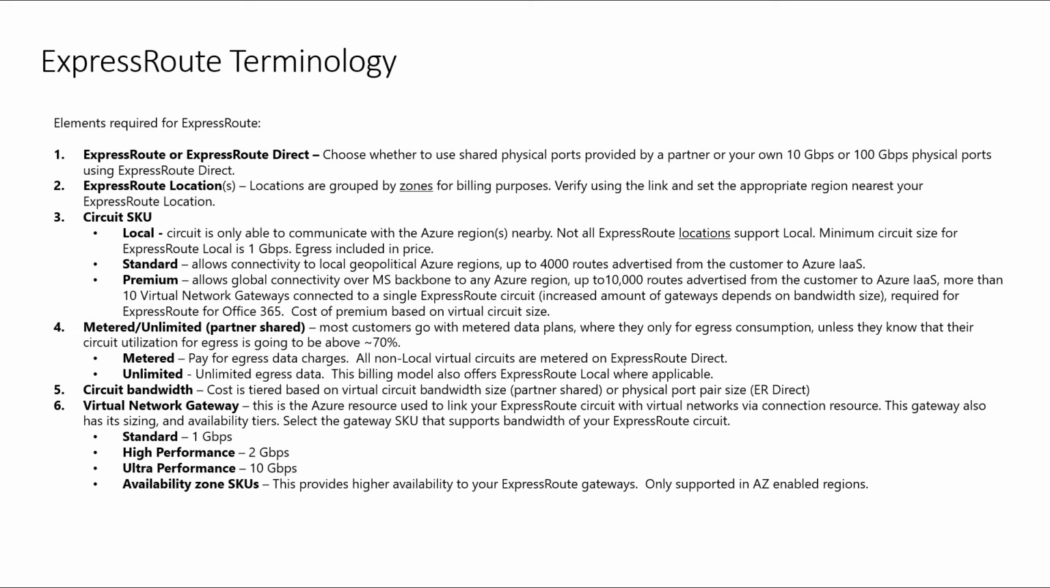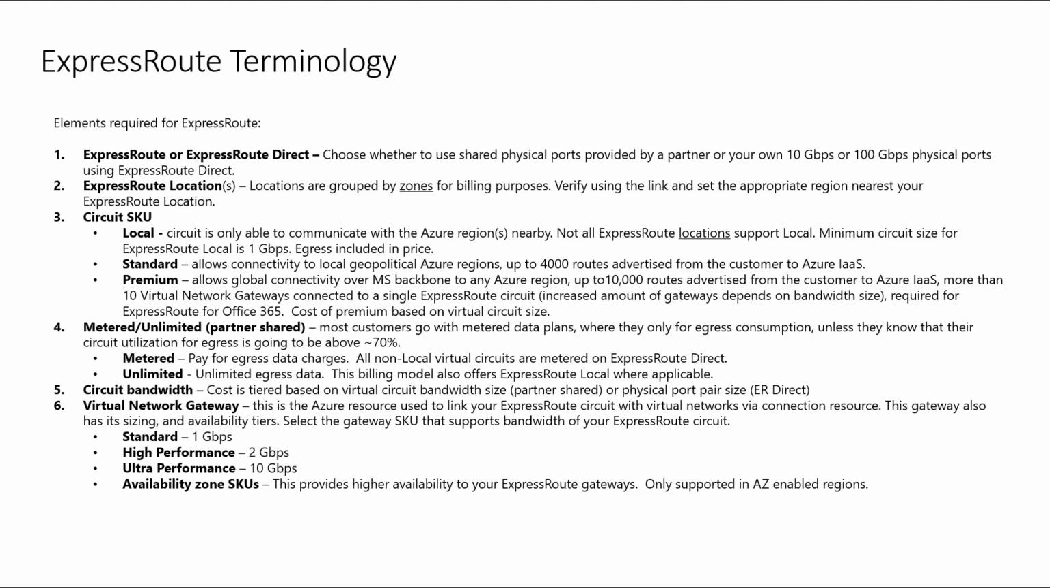For example, if I am buying a standard circuit in Seattle, let's suppose under East US region, then I should be able to connect to all regions in the US. You talk about West US, South Central US, East US, and whatnot, right? Standard SKU offers up to 4,000 routes that you can advertise from on-premise to Azure.